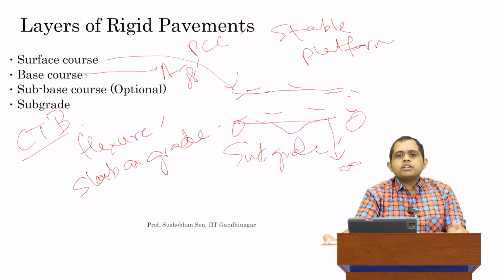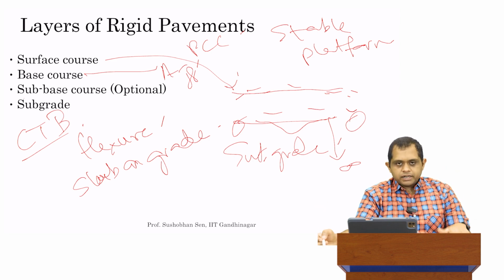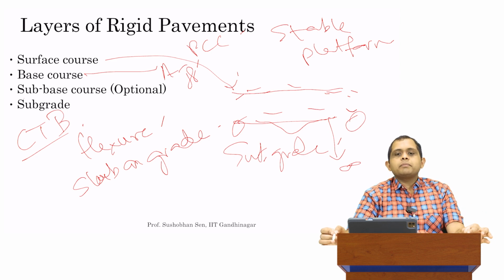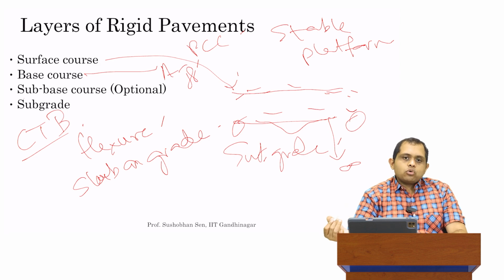But generally, every rigid pavement must have a base layer, not for load transfer, but to provide a stable surface, a stable platform for construction. It does participate in load transfer. We have to consider it in our analysis and design. But since a majority of the load transfer is taken by the surface layer, it's basically meant to provide a construction platform.